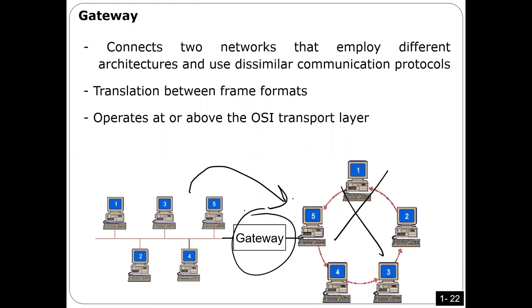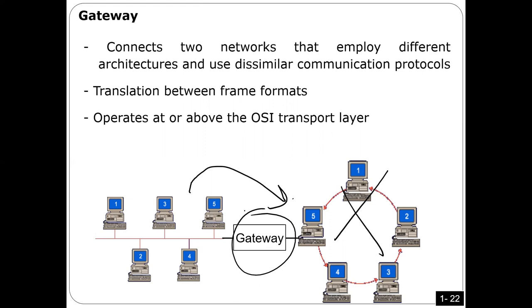Can you use the router as a gateway? No, because all the router does with a packet is look at the address. Where is the destination? I check my table, and then I decide whether it goes this way or that way. That's it. I'm not going to change the format of the packet. You got what I'm saying?